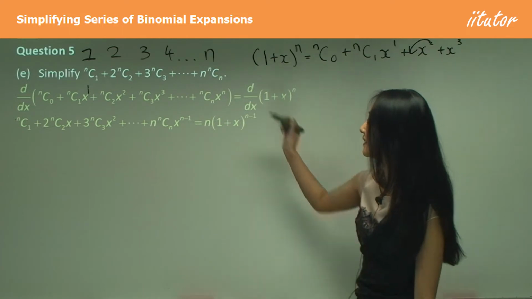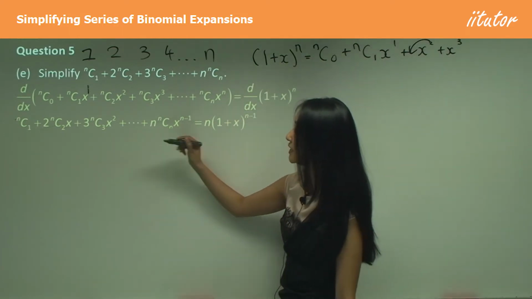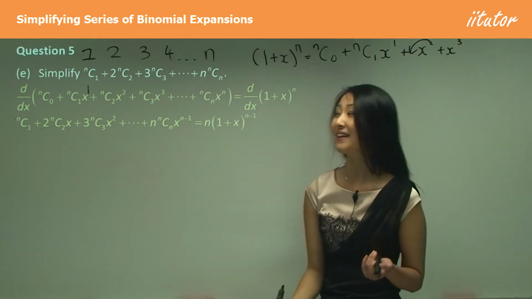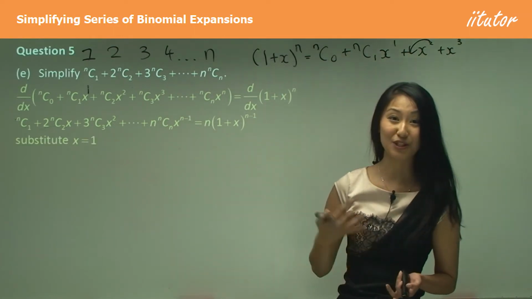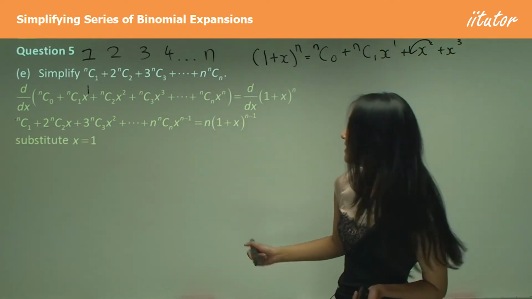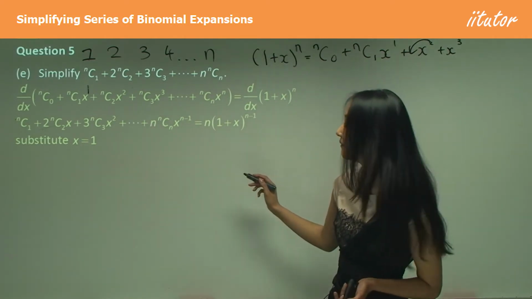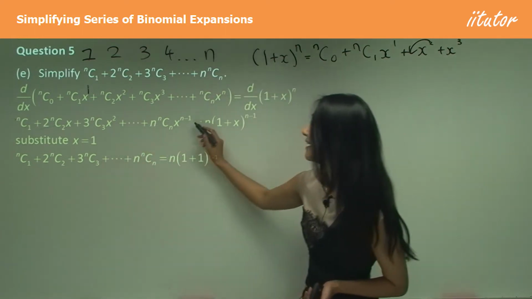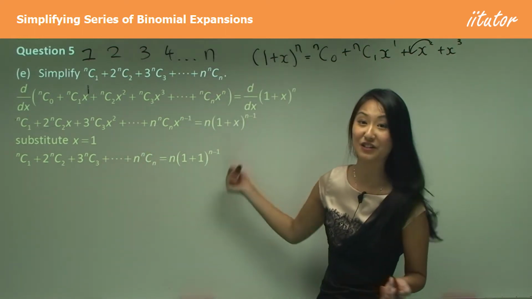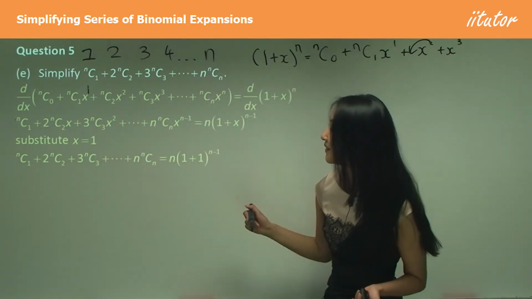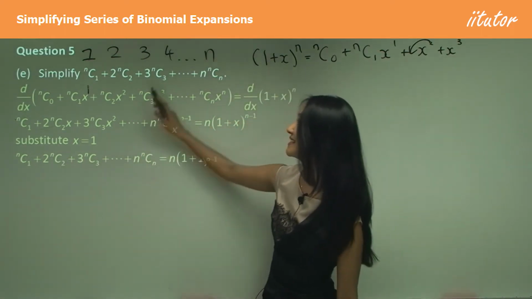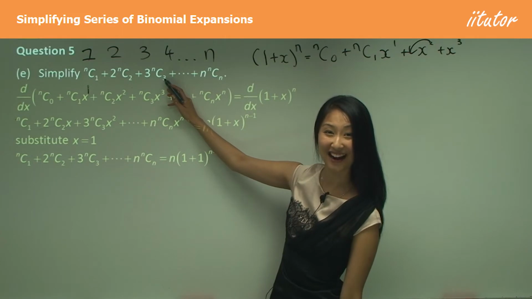Now, having a look at this, we see that we don't actually want the x there. So whenever we don't want the x there, we just need to substitute in x equals 1. So let's just substitute that in. That x disappears, and that just becomes 1 as well. So there's no point writing any of that. So you get nC1 plus 2 nC2, which looks exactly the same as that left-hand side, right?